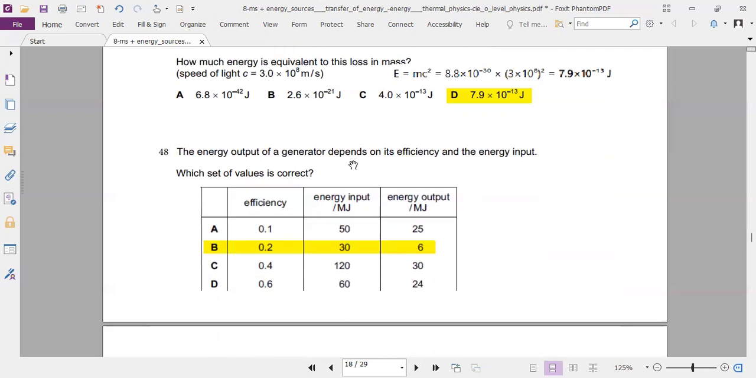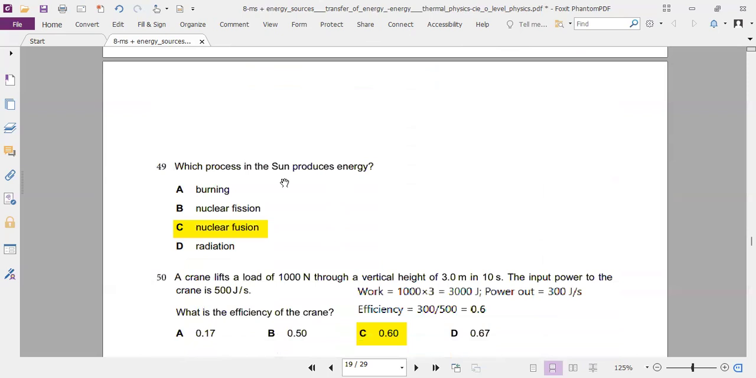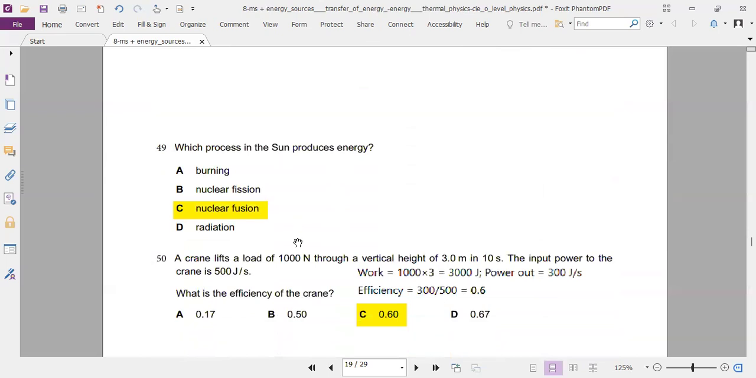The energy output of a generator depends on the efficiency, and the efficiency is output divided by input. That should give you this answer. All the other ones are wrong. We calculated this one is correct. Sun has nuclear fusion again.